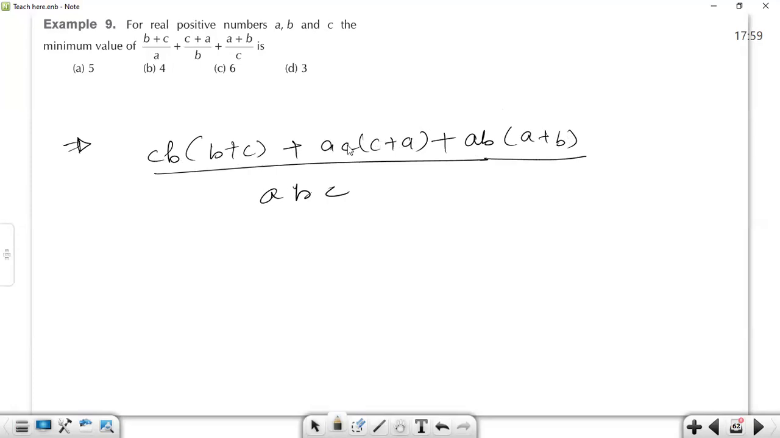Now that we discuss it, one thing is for sure. Let's take this term only. What is A plus B by 2? It is greater than or equal to the geometric mean.